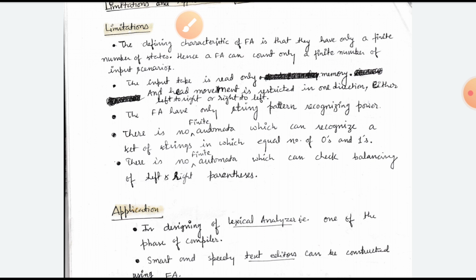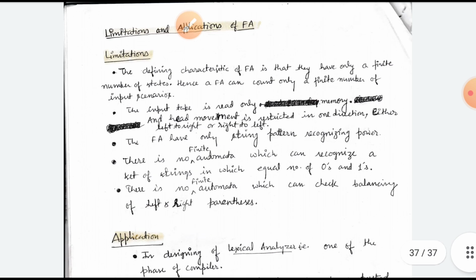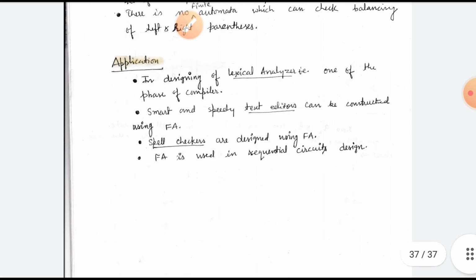Another limitation is head movement. Here head movement is restricted to only one direction, that is from left to right or right to left. Another restriction is that it cannot recognize any language in which a string has a balancing nature, like 0 to the power n, 1 to the power n. Here the number of zeros is equal to the number of ones, so this type of language cannot be recognized by finite automata.